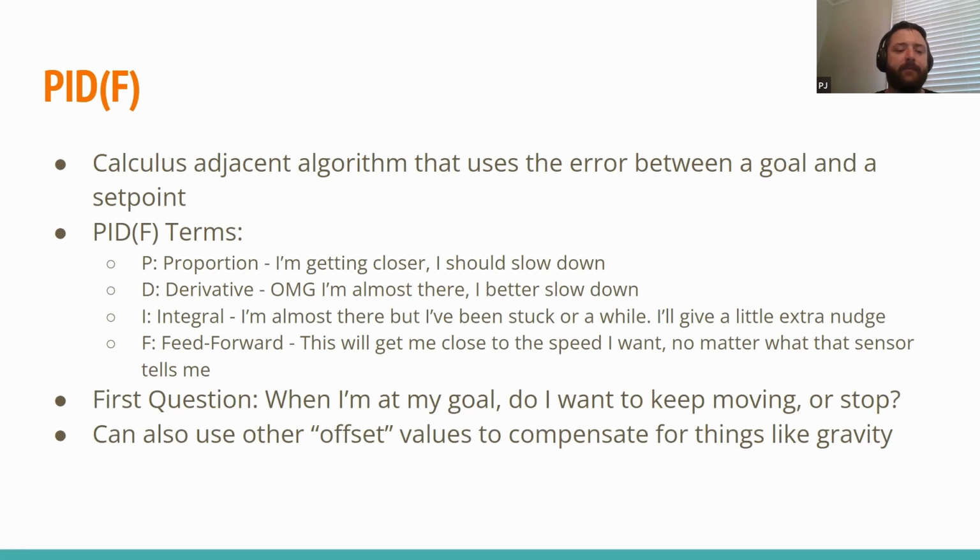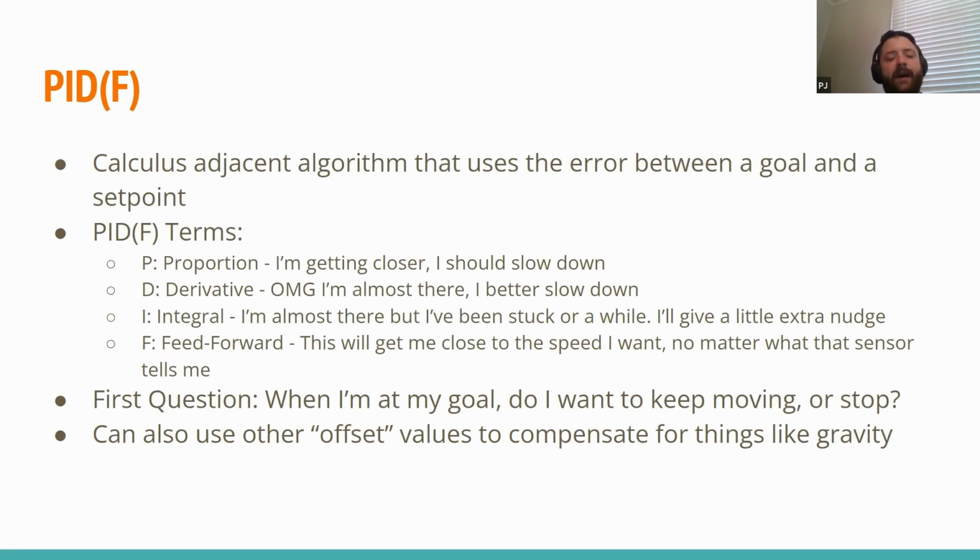To break down the terms of PID, P stands for proportional, which means the bigger my error is, the faster I'll go. As I get closer, I'll naturally slow down. The math for this is just error times some knob that we tune, called P, sometimes KP. You'll see a couple of different names if you look at other people's code, but they're the proportional term.